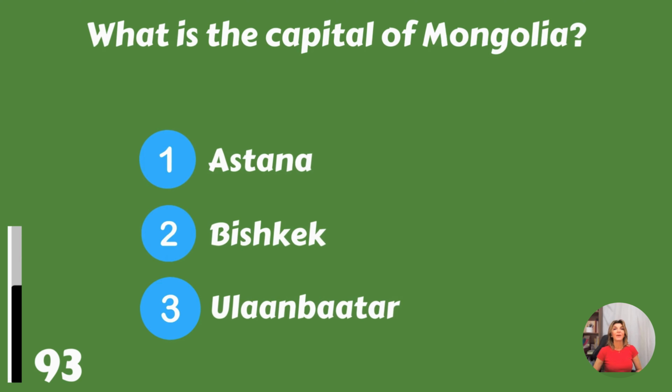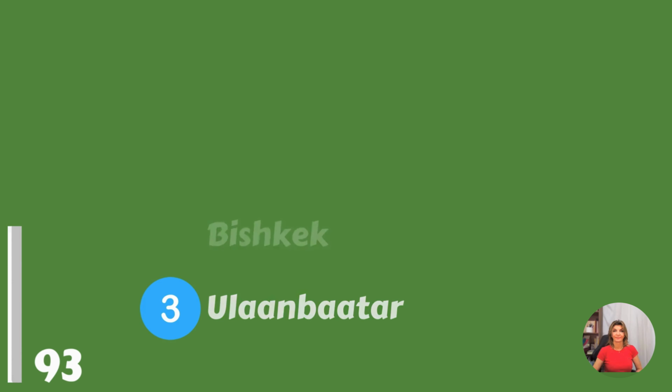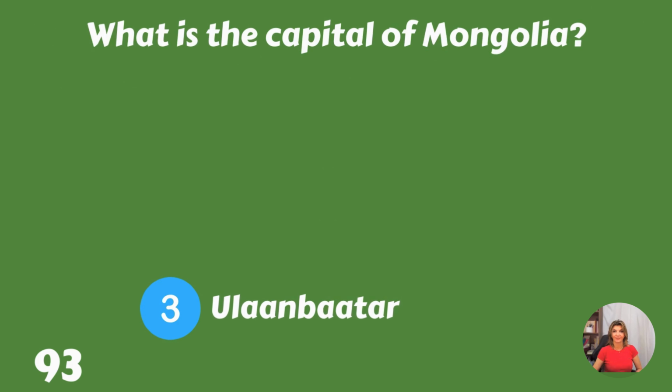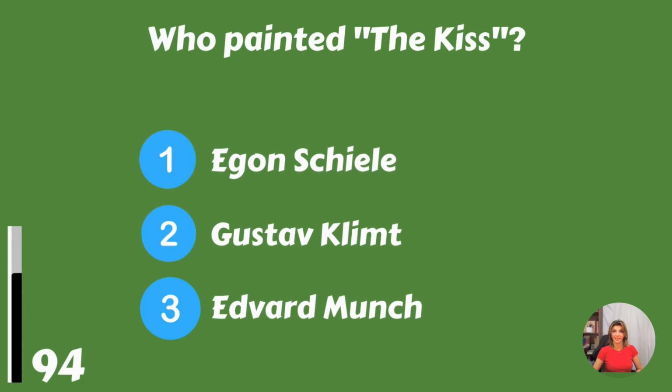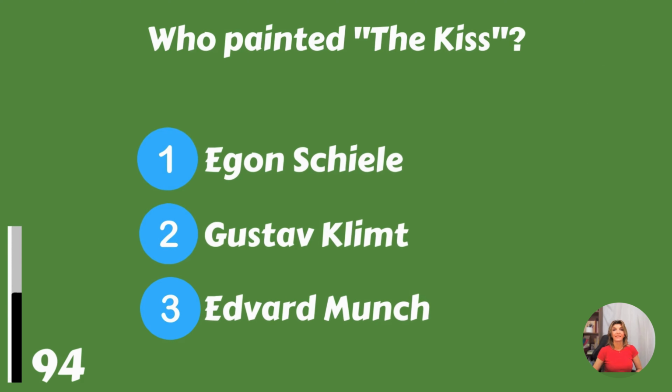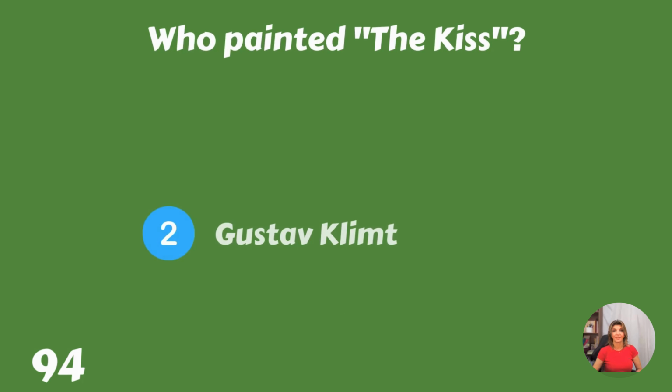What is the capital of Mongolia? Astana, Bishkek, or Ulaanbaatar? Ulaanbaatar. Who painted The Kiss? Egon Schiele, Gustav Klimt, or Edvard Munch? Gustav Klimt.